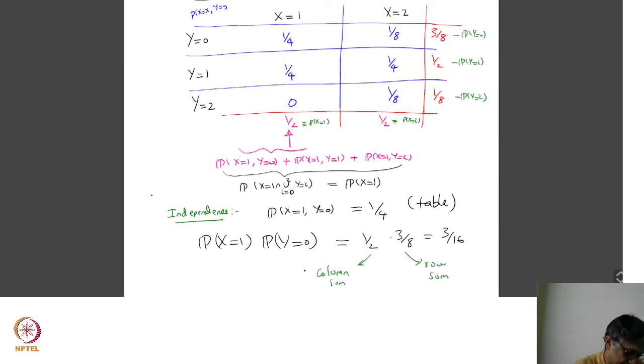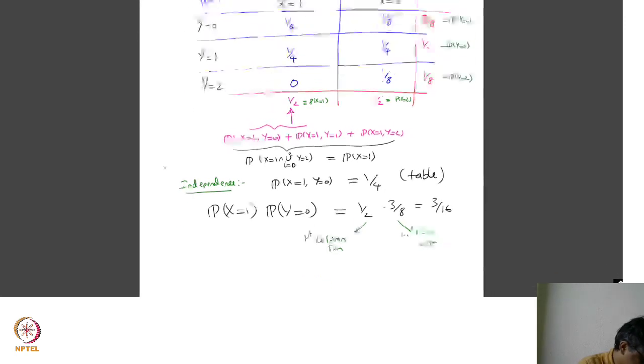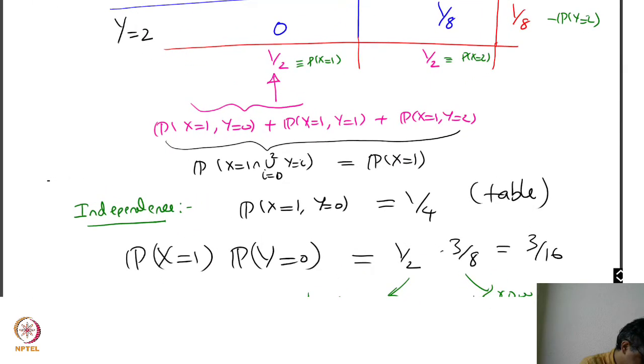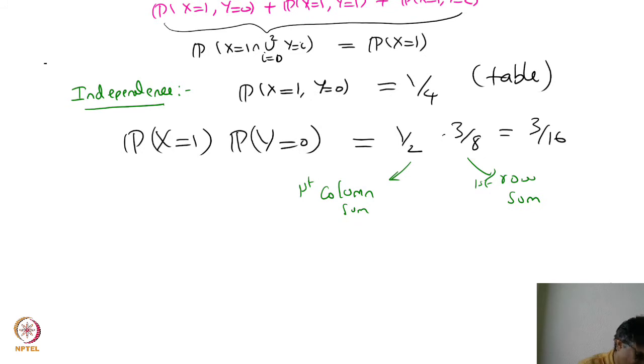So maybe even better. This is the first column and the first row, right? So once you do this, you clearly see 3/16 is not equal to 1/4, right? So therefore, X and Y are not independent. Of course, we knew this from the beginning itself, but this is a verification.